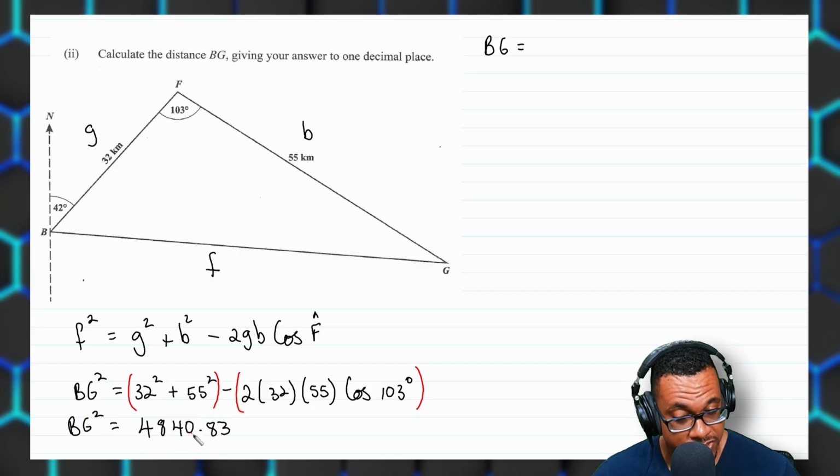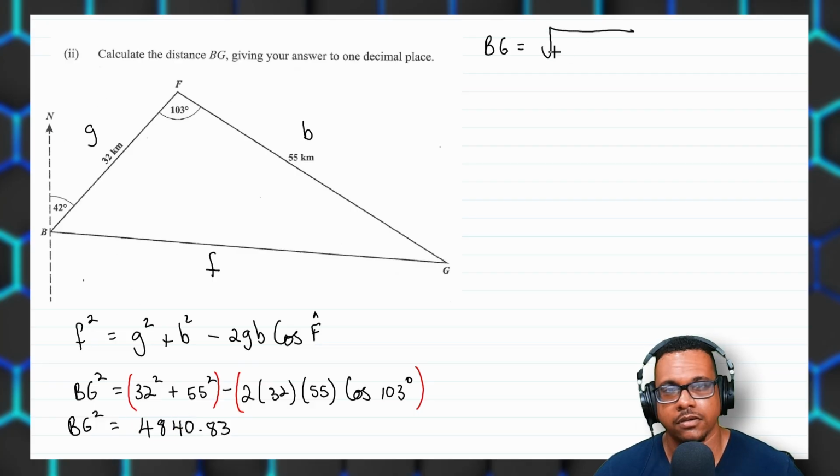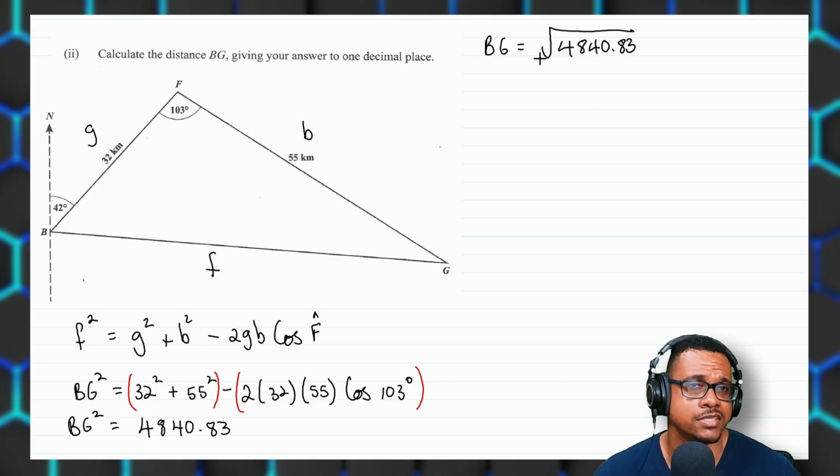So now I'm going to have that BG is equal to, because here we have BG squared is equal to this, so BG is going to be equal to the square root of this. All right, so it's square root of 4,840.83. And when we find square root of this, we write the answer to 1 decimal place.